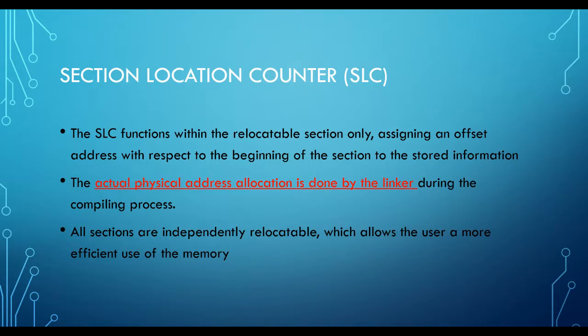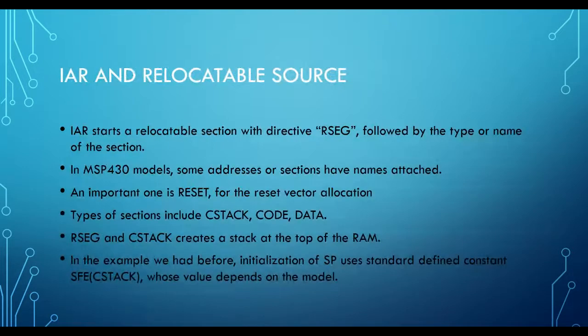All sections are independently relocatable, which allows the user a more efficient use of memory, like what I mentioned in the previous, I think it's the memory section of the lecture. You can check whether it's lecture 3 or 4, I'm not so sure. Each of these memories could be a linear memory, or they could be a non-linear memory. It means that you cannot access every part of the memory linearly. There are certain parts of the memory that are reserved for certain purposes. It depends, but ideally it should be linear.